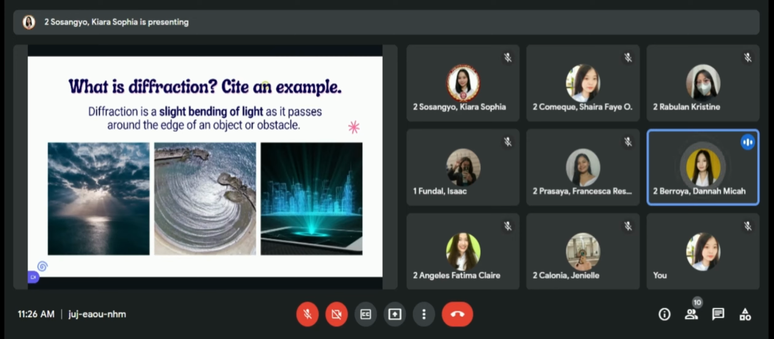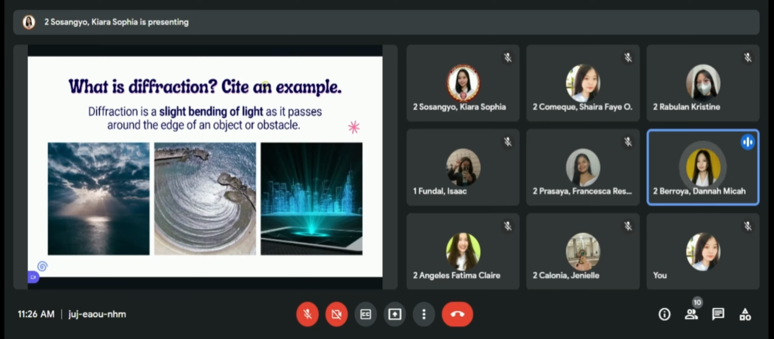Diffraction is a slight bending of light as it passes around the edge of an object or an obstacle. If the opening is greater than the wavelength of the light, the diffraction is unnoticeable. On the other hand, if the two are closer in size or equal, in other words, the opening is less than or equal to the wavelength of light, the diffraction is easily noticeable.